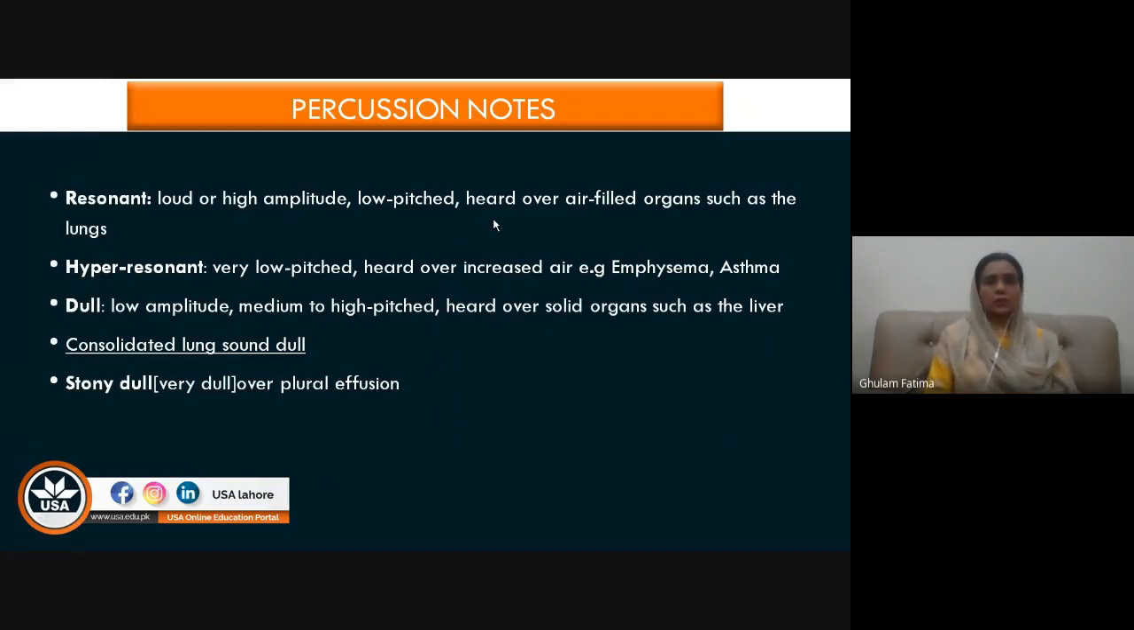Then there is a term called stony dull. Stony dull means very dull. It means extremely low amplitude, and medium to high pitch can both be there. This kind of stony dull sound is heard over pleural effusion. So if the patient has pleural effusion, the percussion sounds stony dull. On the other hand, consolidated lungs simply sound dull. A normal liver has a normal percussion note that is dull.